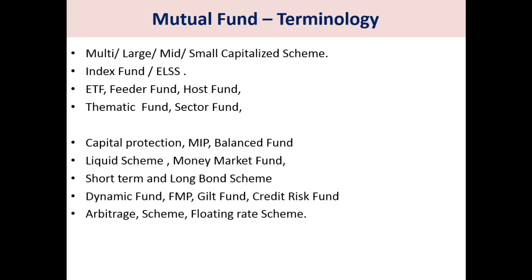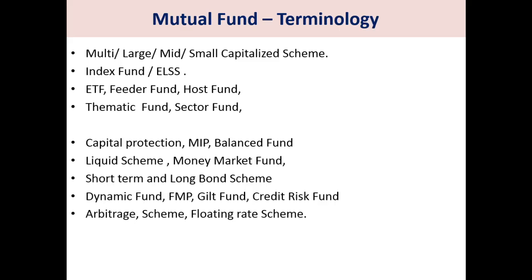And thereafter you have schemes like index fund, and you have ELSS, equity linked saving schemes. They give you benefit under section 80C. When you invest up to 1.5 lakh rupees, you have a tax benefit under section 80C. Then you have an ETF, exchange traded fund, then you have feeder fund, then you have host fund. These are the concepts. Thematic fund, sector fund. So the classification of schemes is like this, and that is very, very important.